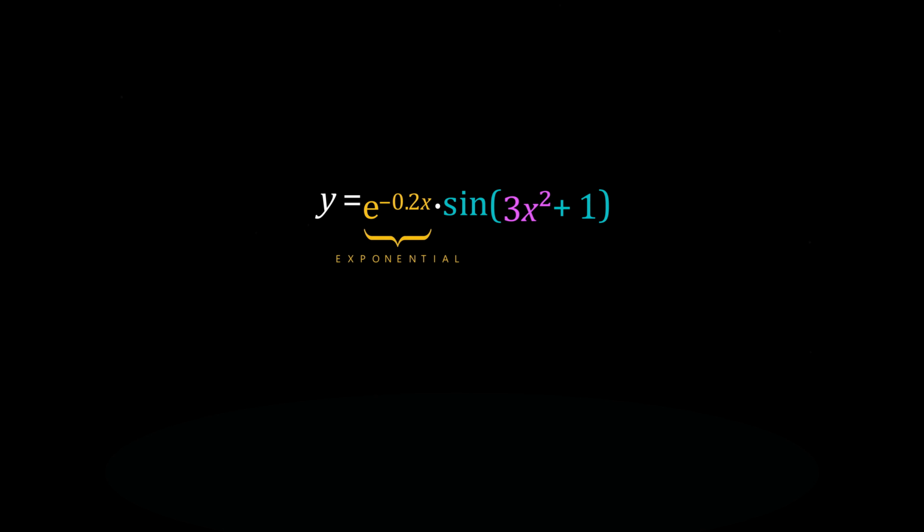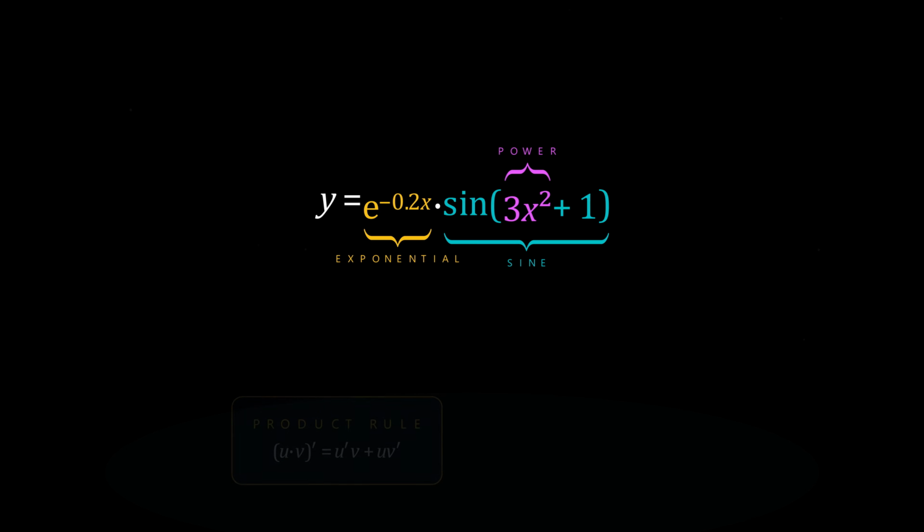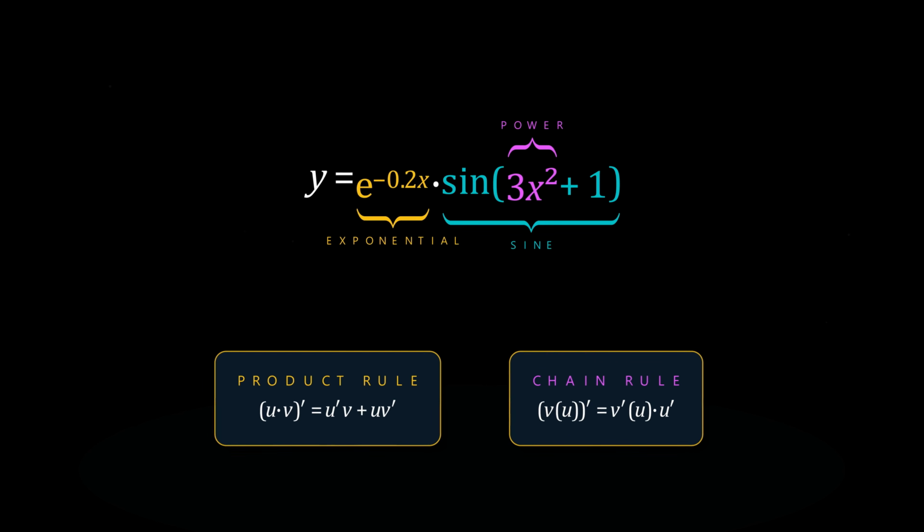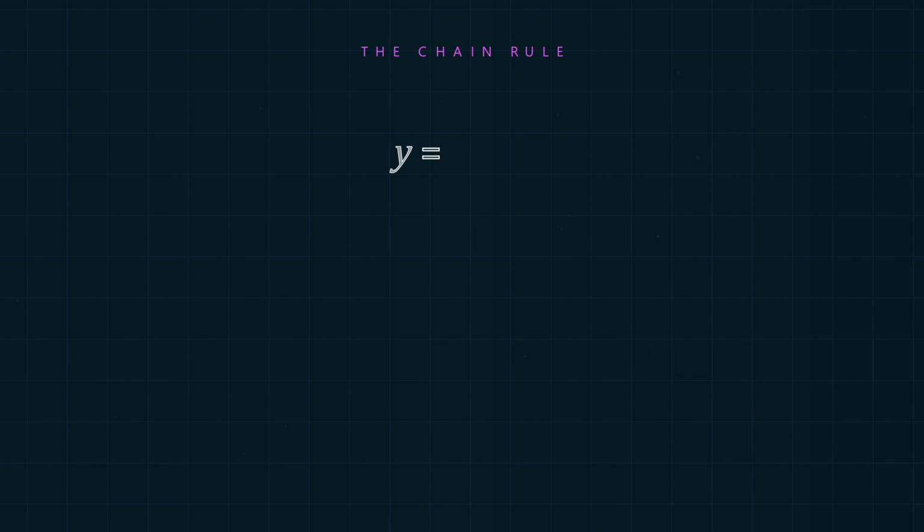This function has 3 components layered inside each other. There's an exponential term, a sine term, and inside the sine there's a power term. To differentiate something like this, we need 2 more rules, the product rule and the chain rule. The chain rule handles composite functions, functions inside other functions.